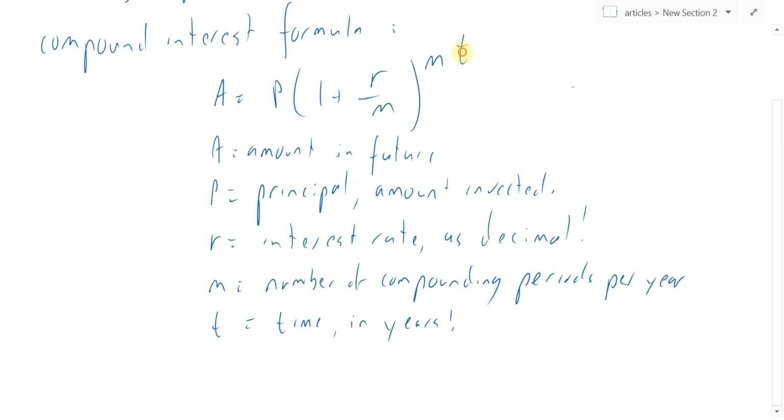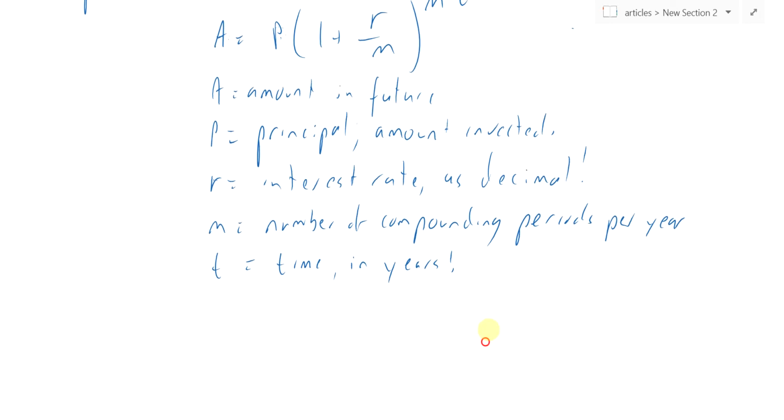Note that time is in the exponent. This is an exponential formula, and the idea is you take P, that's how much you're investing, and you put it into a bank or wherever at a particular interest rate, and the amount of money you have grows over time, because that's how interest works. So that's the compound interest formula.